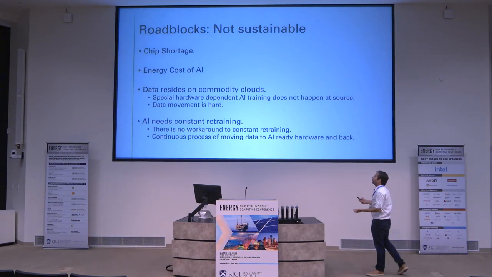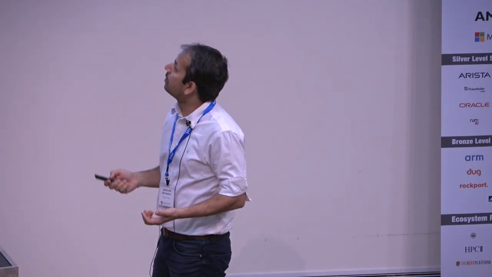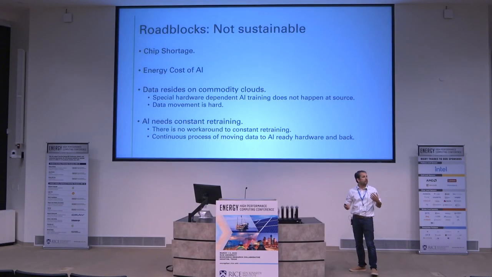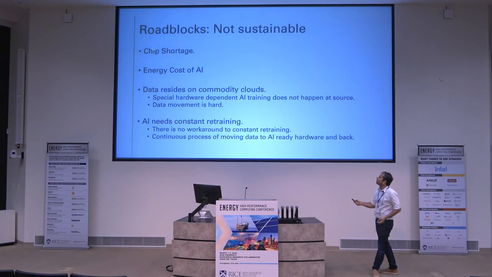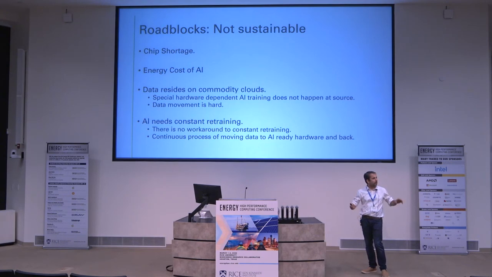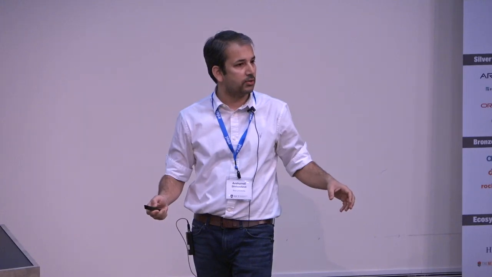But I mean, it's more or less clear that this strategy is not going to be a sustainable solution for AI. Why? Because, obviously, I mentioned the chip shortage. There is an energy cost associated with AI. And also, what we are seeing is that data resides on commodity clouds. So data is generated at our commodity computing clusters.